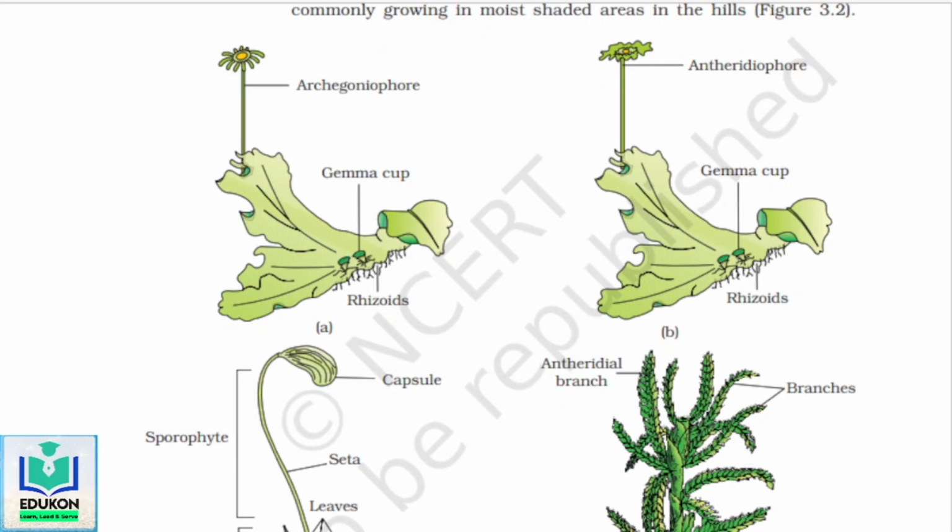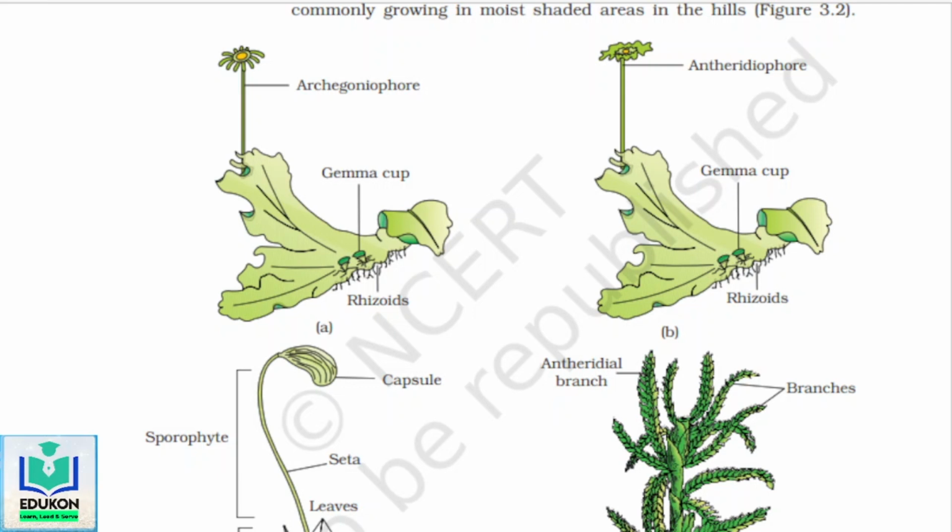And you can see structurally they are similar, that is the liverworts. In A and B, the 2 images belong to liverworts. One is a female and the other a male plant, and both have their rhizoids, gemma cup and also callus.